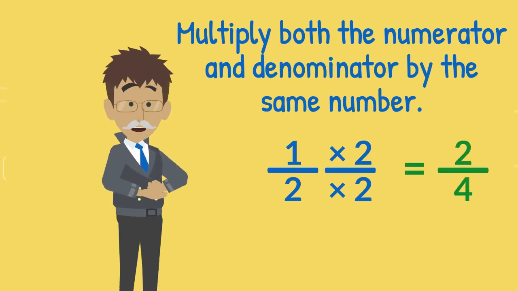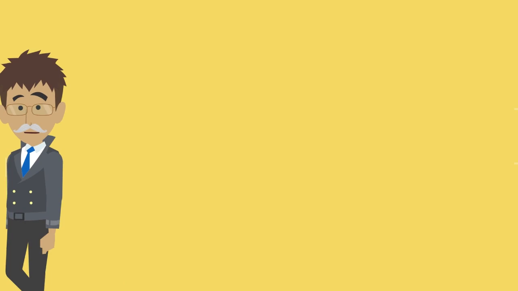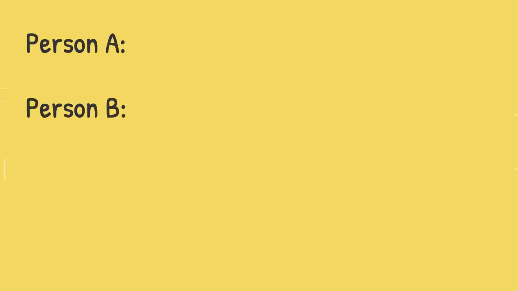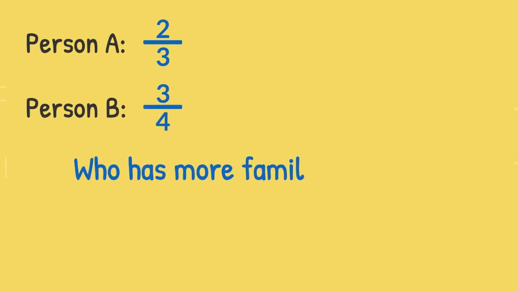Let's look at an example. Two people have the same number of social media followers. For one person, 2/3 of their followers are family. For the other, 3/4 are family. Who has more family followers?